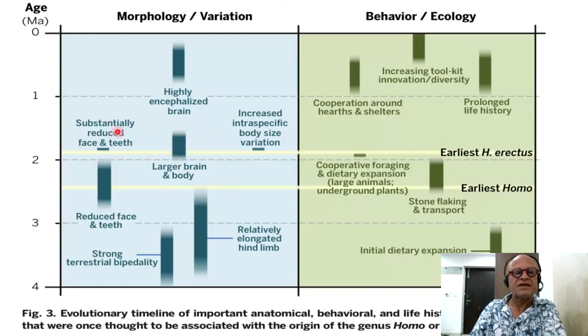Substantially reduced face and teeth. Here again transitioning, so we are going from earliest Homos to Homo erectus here, and highly encephalized brain, so large brain with complexities, neuronal connections, cerebral cortex, and so on and so forth, and increased intraspecific body size variations. Okay, so moving into behavior and ecology, initial dietary expansion, and then stone flaking and transport, so Paleolithic earliest simple tools, and then cooperative foraging, dietary expansion, so large animals, underground plants, tubers, and so on.